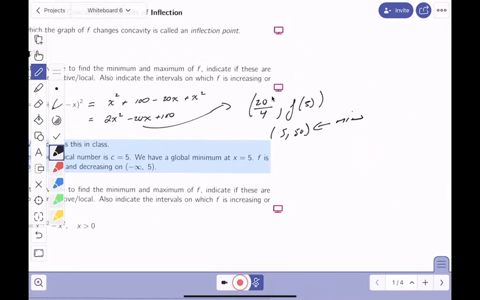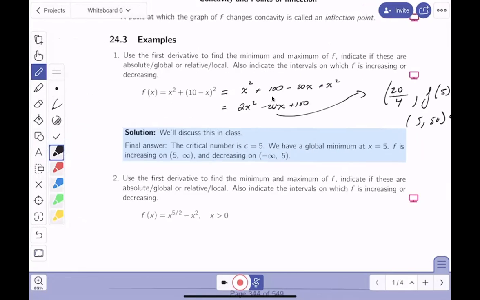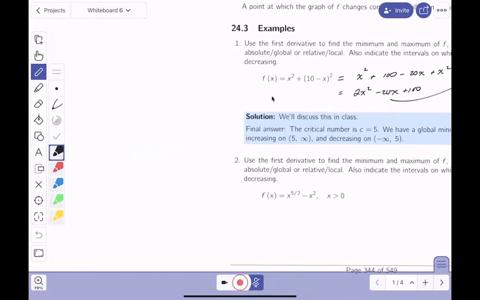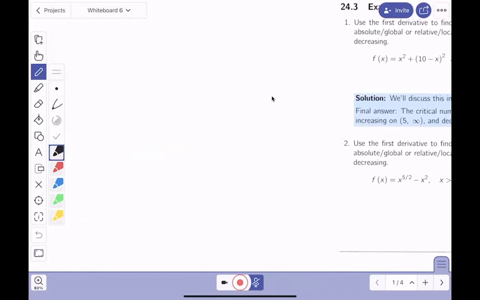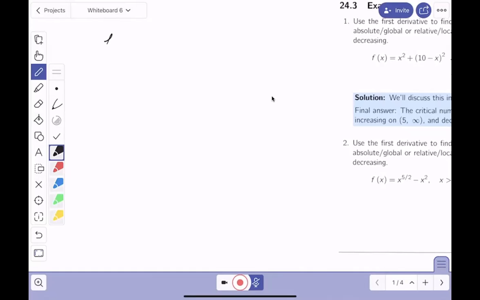What did they say to do? Use calculus. So I'm not going to say I wasted time doing that, but I realize it's a level of complication I don't want to deal with. So I want to go to calculus now, and I'm going to write this down. So let's write this down. f of x equals x squared plus (10 minus x) squared. I'm going to do a derivative.